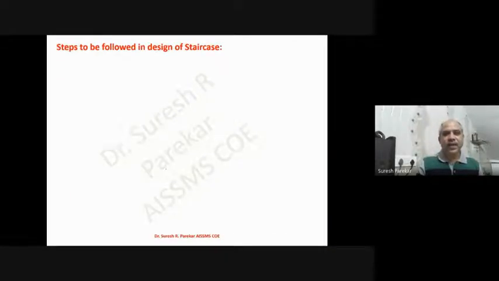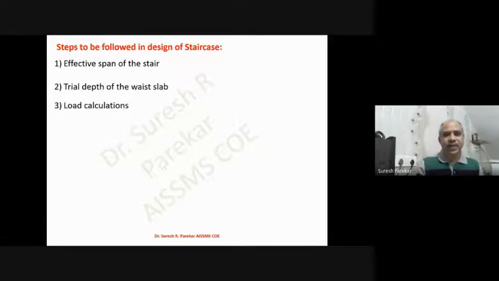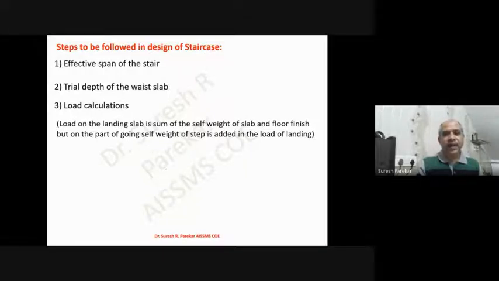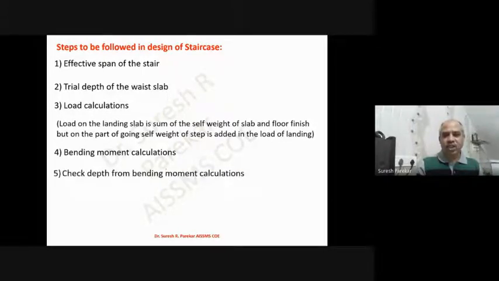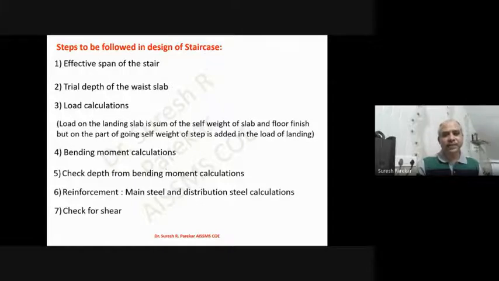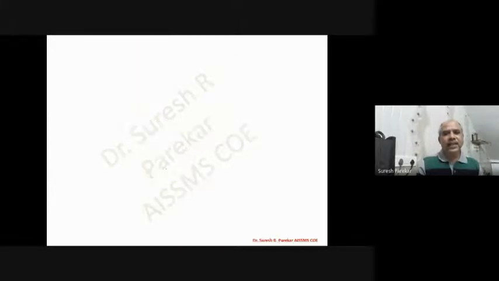Then steps to be followed in design of staircase. First is effective span of the stair. Then second, we have trial depth of the waist slab. In the same fashion as your slabs, load calculations. Here, additionally, we have to consider weight of step also. Then bending moment calculations. Check depth from bending moment calculations. Reinforcement, main and distribution. And check for shear. Now these are generally designed as simply supported.